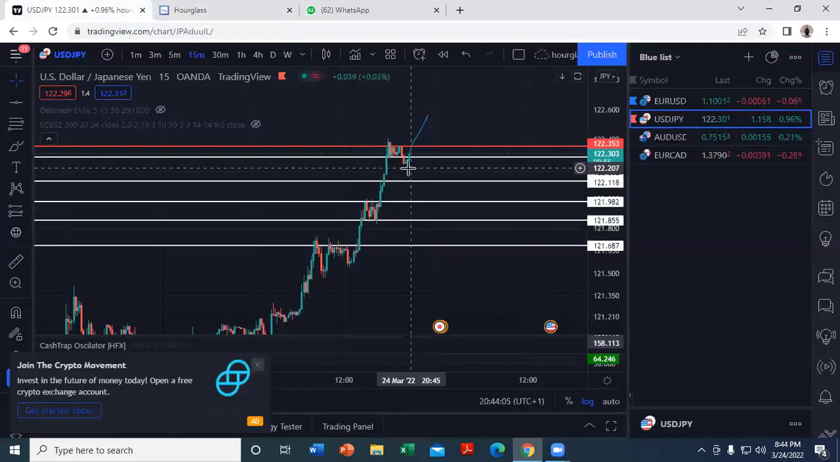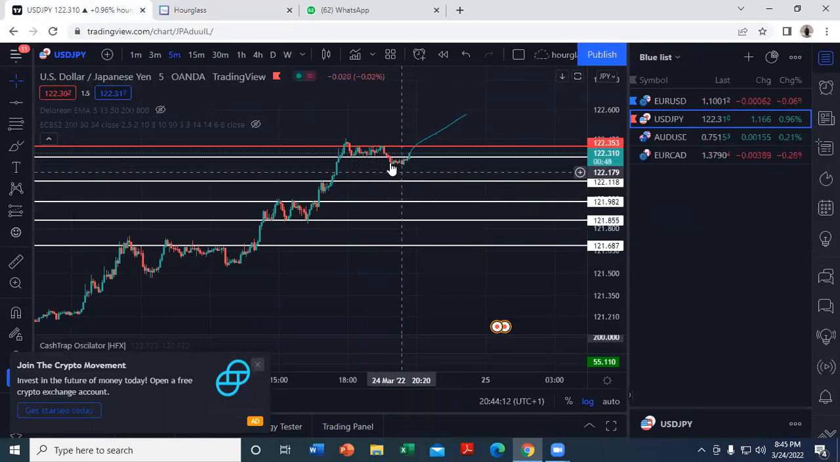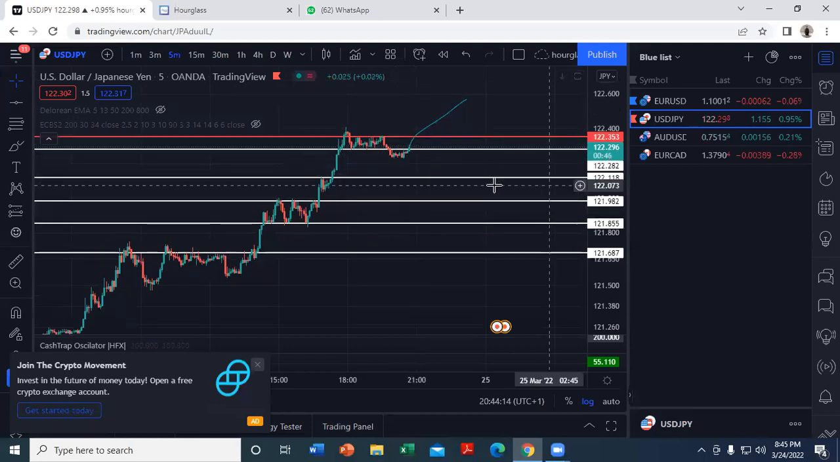The same thing for this little consolidation trying to form down here. It broke out of that consolidation zone and started consolidating here again. The only thing I will take at this consolidation is buys, right?